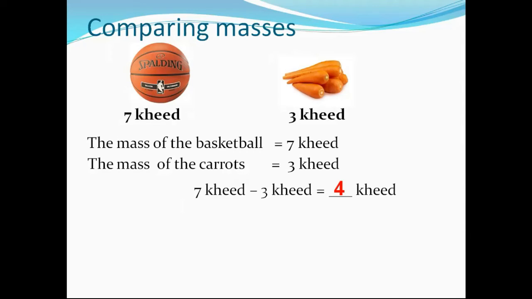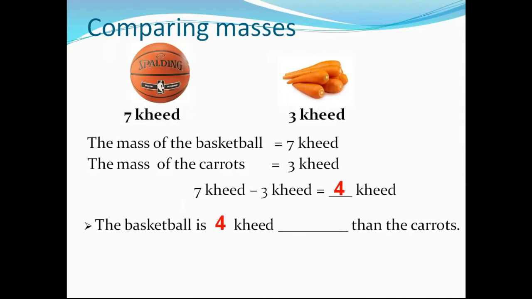Very good. The basketball is 4 kg blank than the carrot. Is it heavier or is it lighter? What is your answer? And the answer is the basketball is 4 kg heavier than the carrot because the mass of the basketball is bigger than the mass of the carrot.